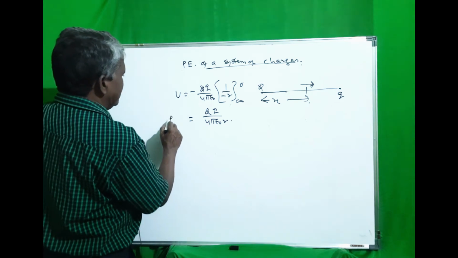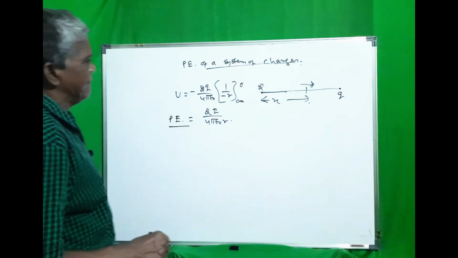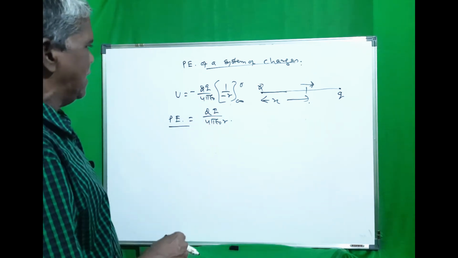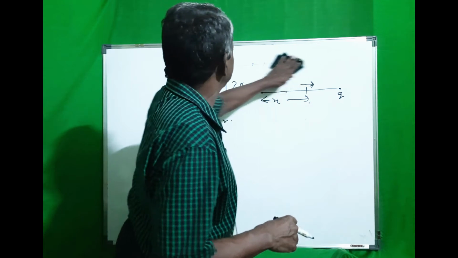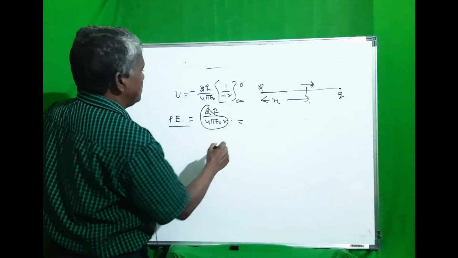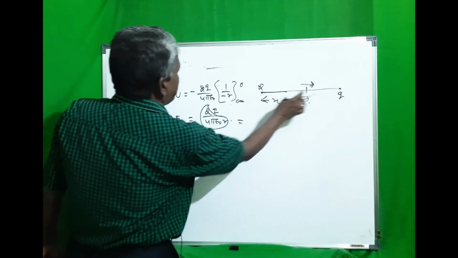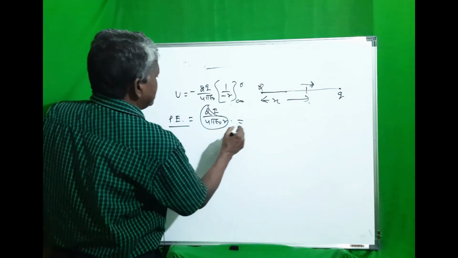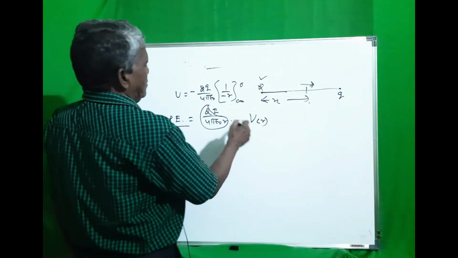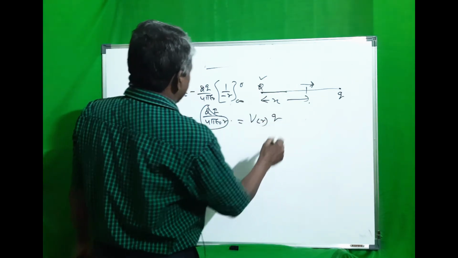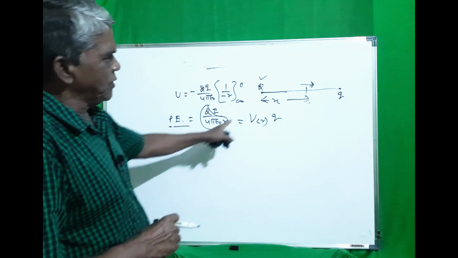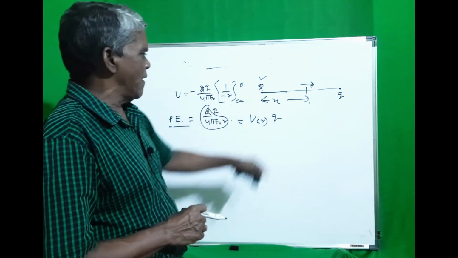Thus potential energy between two charges is Qq by 4 pi epsilon 0 r. Here you can write this amount is the potential at the point or distance r. This is V(r), the potential due to the fixed charge, and the moving charge. So potential energy at any point is potential due to the existing charge and the moving charge.